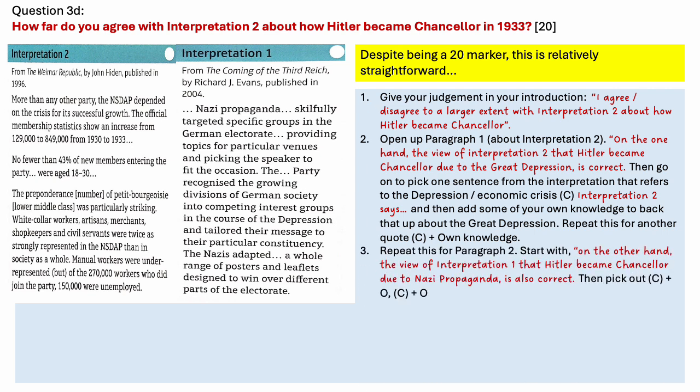And then paragraph 2, you're going to repeat what we've just done, but you're going to start with on the other hand. So again, we're telling the examiner, we're flipping over our judgment to the other side of the argument. And you're going to, again, remind the examiner what the view is. So you're going to say the view of interpretation 1, that Hitler became Chancellor due to the Nazi propaganda, is also correct. Now we need to pick out 2 sentences matched up with your own knowledge about propaganda.